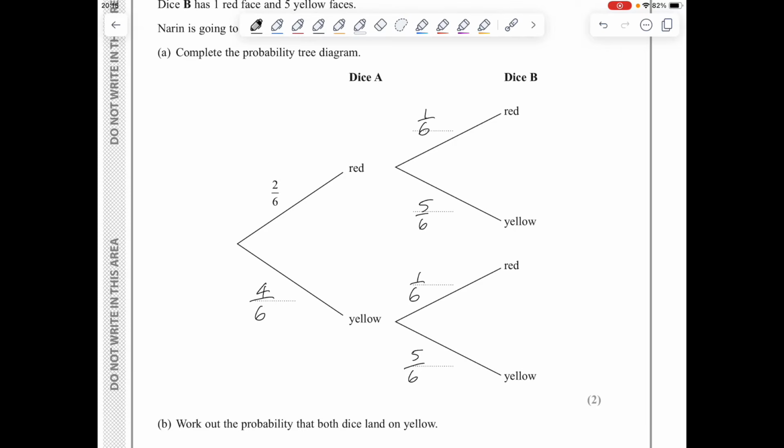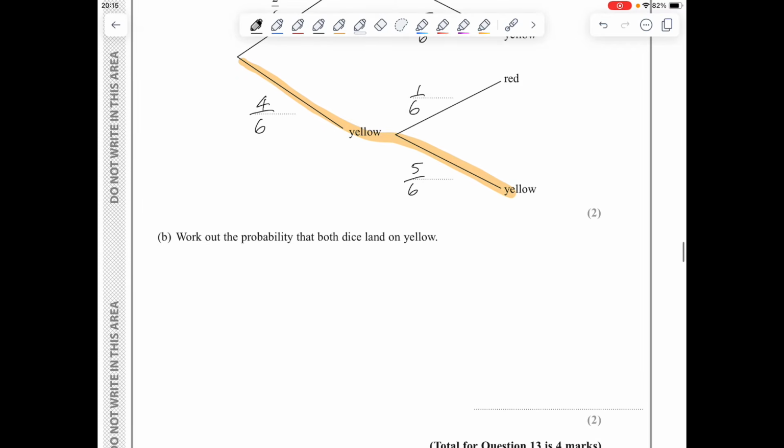For part B, to find the probability that we get 2 yellow, we just follow this path here and we multiply the probabilities along that path. So we have 4 over 6 times 5 over 6. Put this on the calculator and you're going to get 5 over 9.